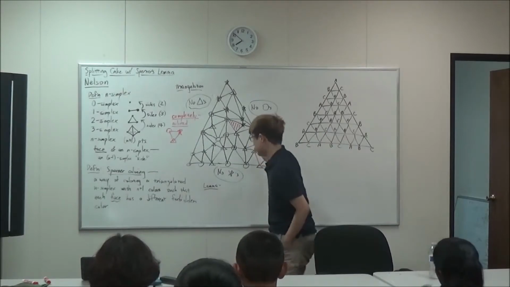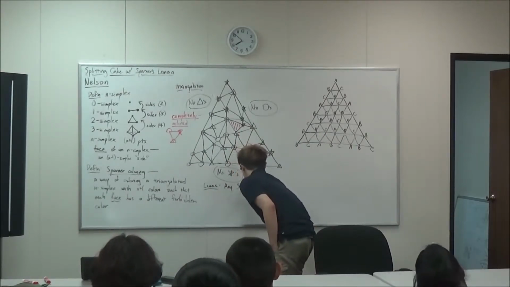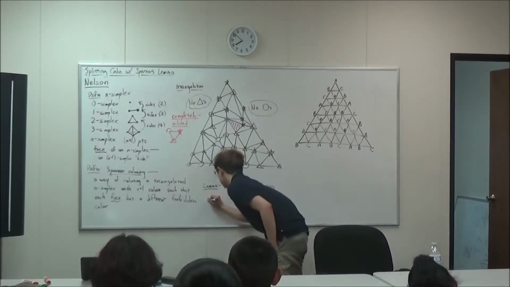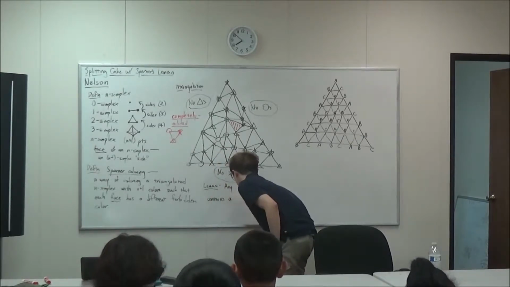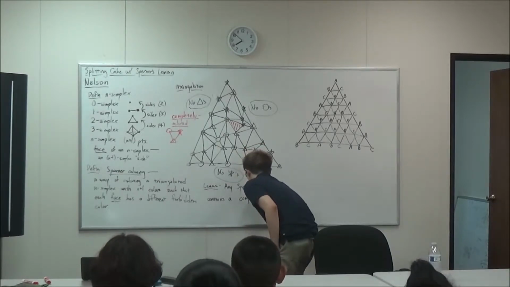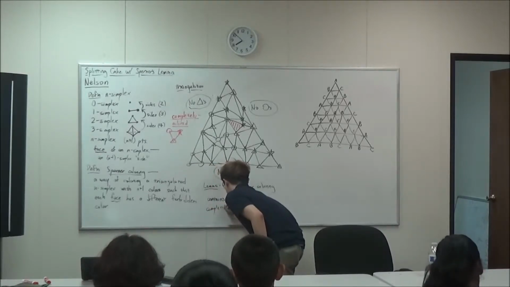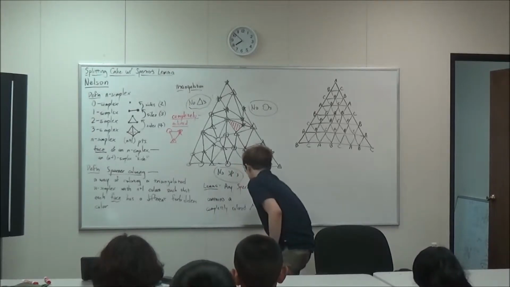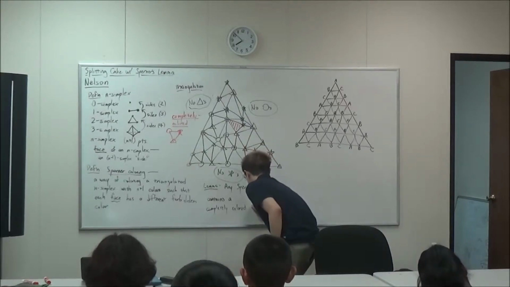says that any Sperner coloring contains a completely colored triangle. Completely colored, not triangle, but small. Smaller.